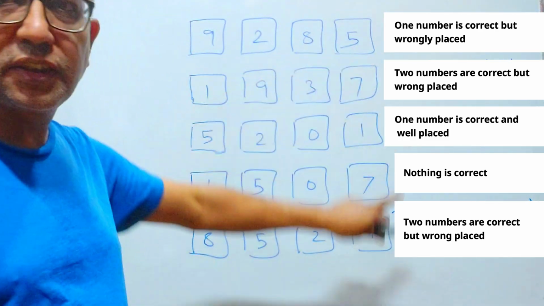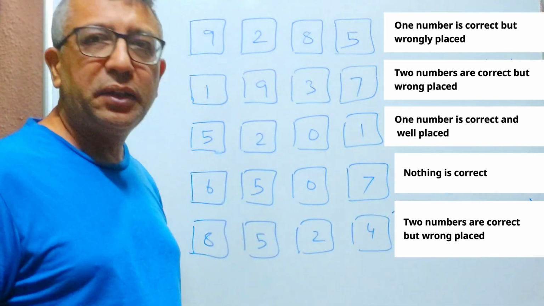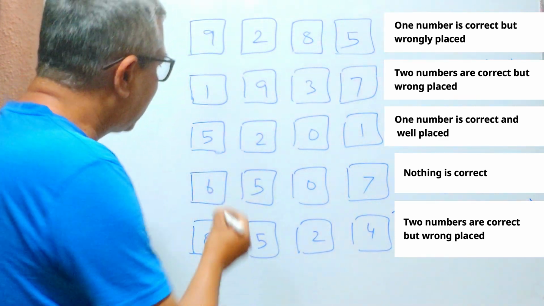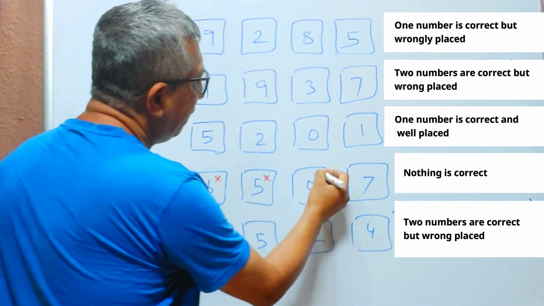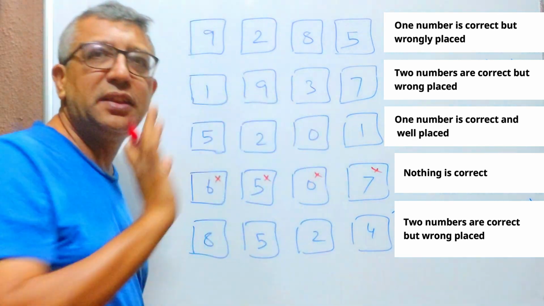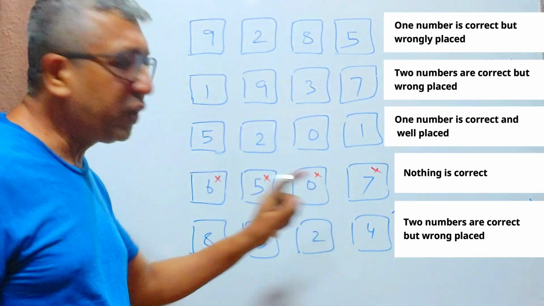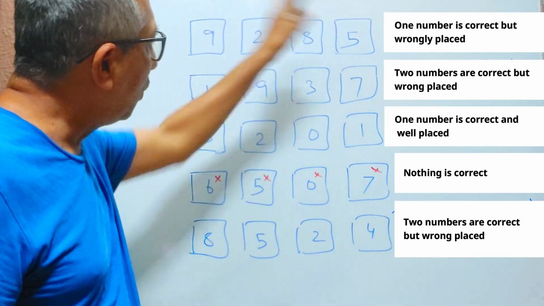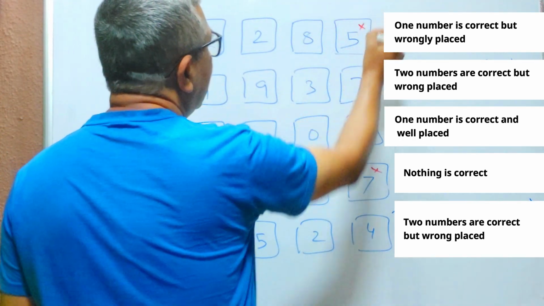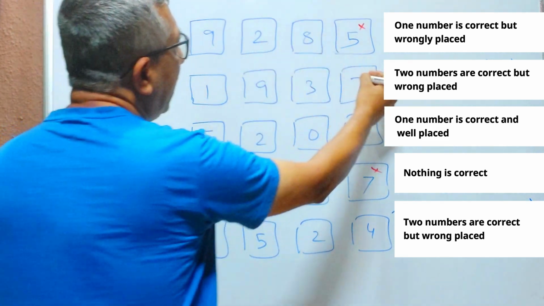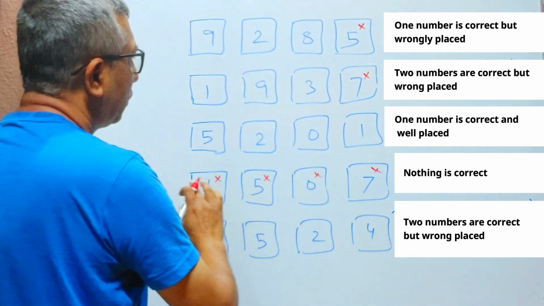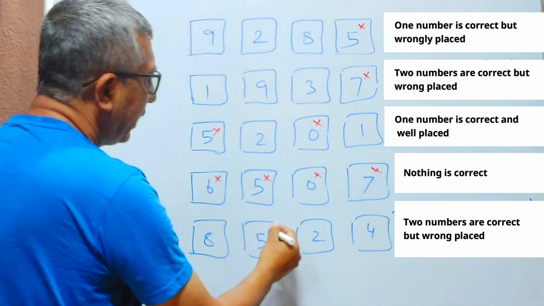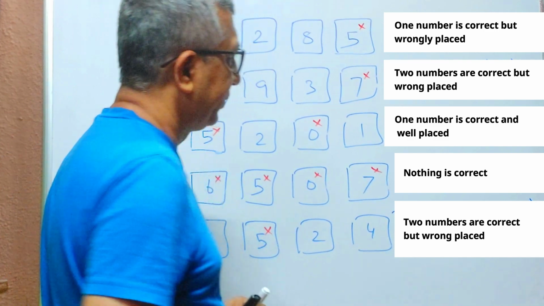The most obvious line item that we can tackle in the beginning is that it says nothing is correct. What it means is that none of the numbers 6, 5, 0, 7 are in the code. So we can immediately use this information and cancel all those numbers which are in other code combinations. We can cancel it here, 5 we can cancel, 0 we can cancel, and then we can cancel 5 from here.